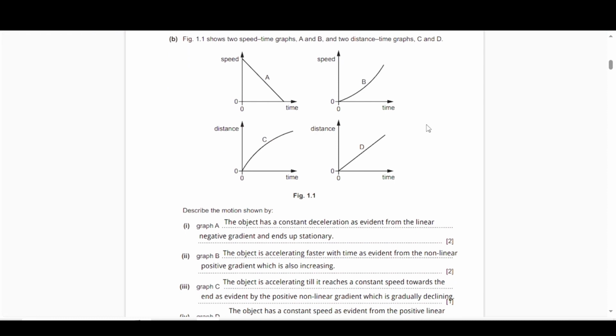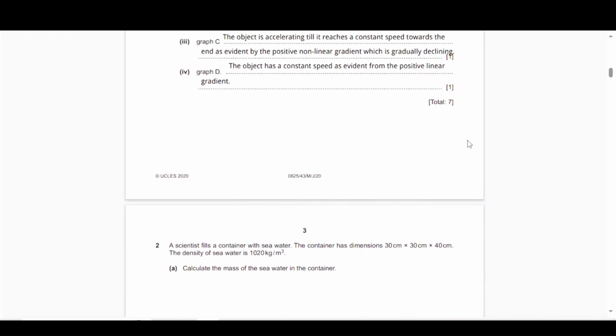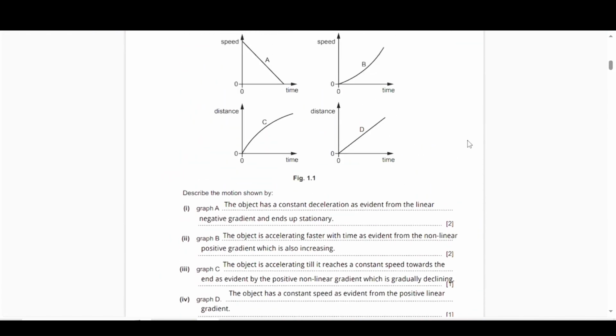The next is a nice question asking you to describe the motion which is shown in each of these different graphs. You've got a couple of speed time graphs at the top, and a couple of distance time graphs at the bottom. The key is to make sure that you don't get caught out by the fact that the top two graphs are different from the bottom two graphs, so just make sure that you pay full attention to that.